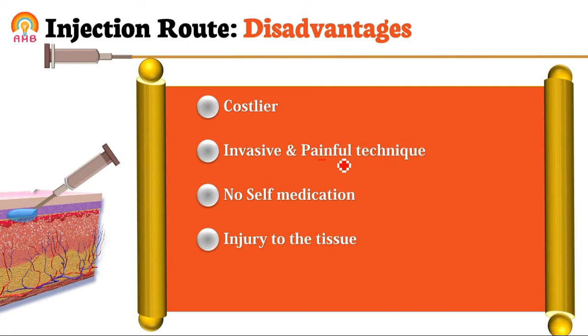Next and last disadvantage of injection route is that it requires special equipment like needle, syringe or IV set for administration of the drug. So because of this special equipment which is needed to take the injection, it also adds to the cost of injection, and because of that also the injection route becomes costlier. So these are the disadvantages of injection.